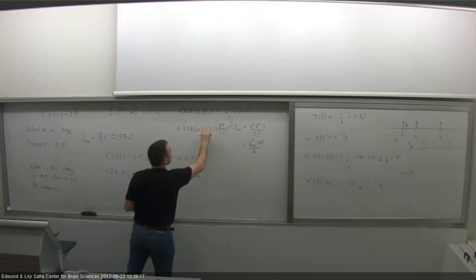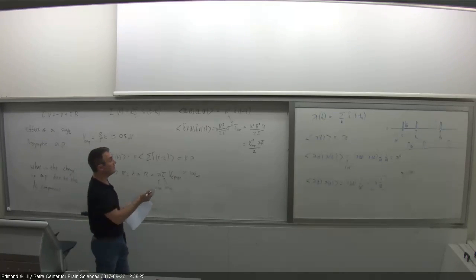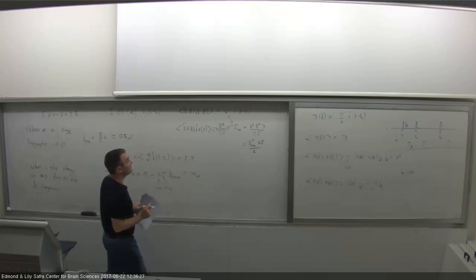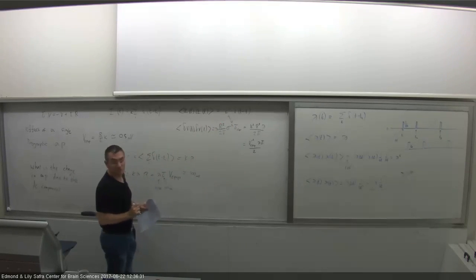Taking the zero correlation time, this would be the magnitude of the fluctuations in the membrane potential. So all I did here was just to copy the results from last week and replace sigma squared tau correlation with a k squared.